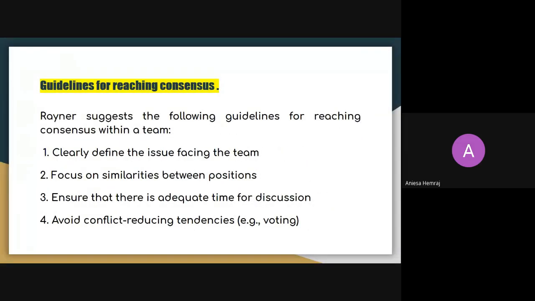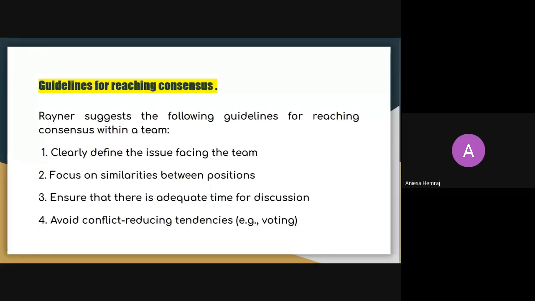Reina suggests the following guidelines for reaching consensus within a team. So, one, clearly define the issue facing the team. Two, focus on similarities between positions. Three, ensure that there is adequate time for discussion. And four, avoid conflict-reducing tendencies, for example, voting.